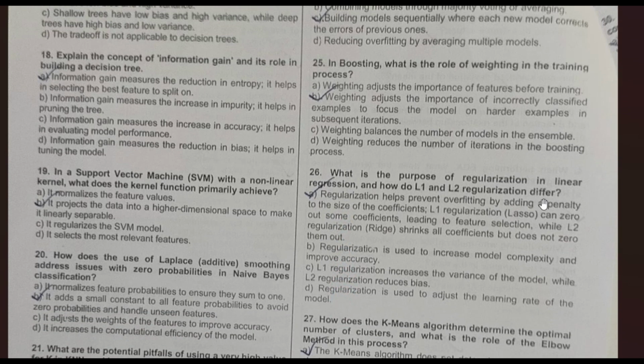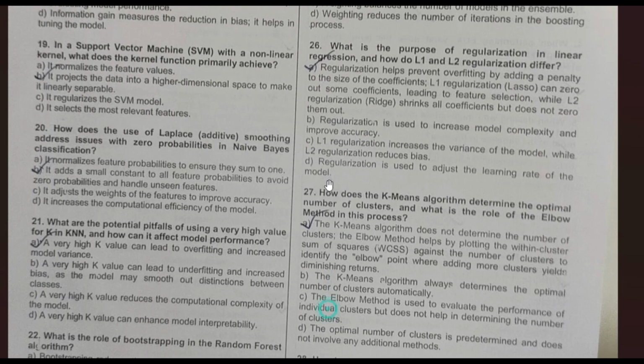What is the purpose of regularization in linear regression? How do L1 and L2 differ? Regularization first of all prevents overfitting by adding a penalty. L1 is lasso and L2 is ridge, and L1 can zero some of the coefficients and L2 shrinks them. This A will be the answer.